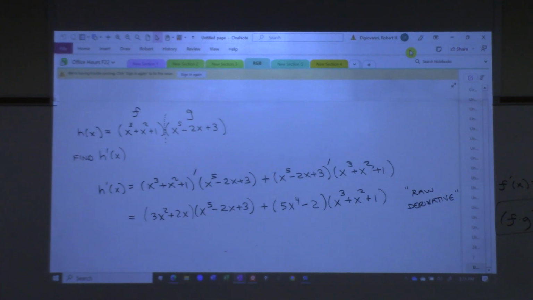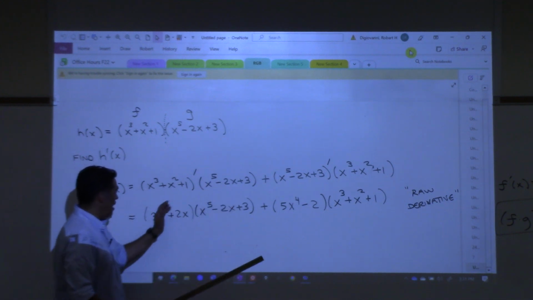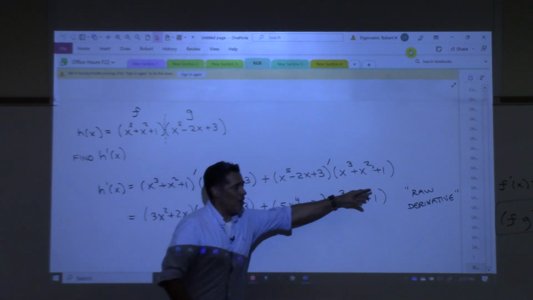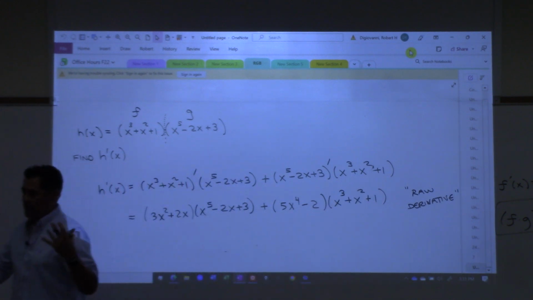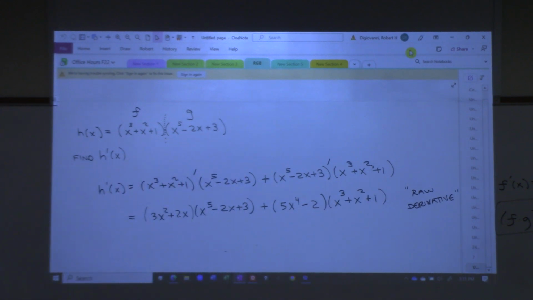Here at this point, we could expand this, right? We could multiply all this out, and then we could multiply this all out. We could collect like terms and get an answer, right? We're not going to do that because that is the derivative, and I like it that way. It's nice and clean, all right?